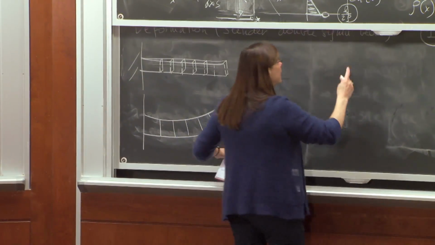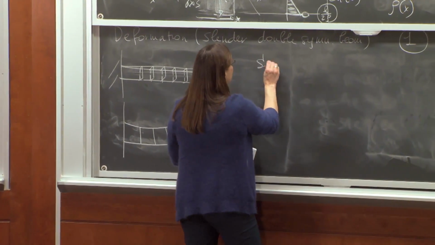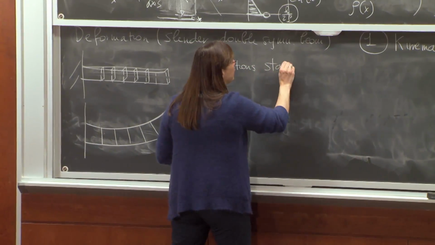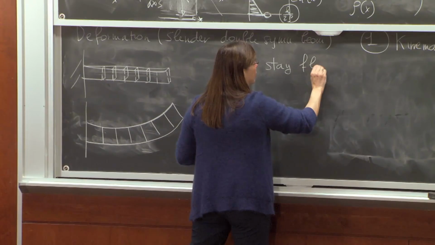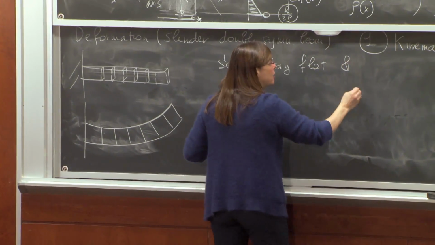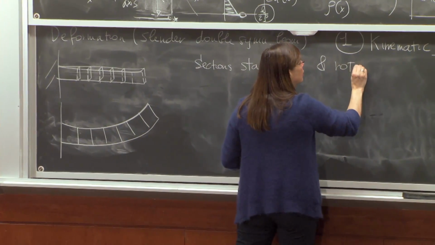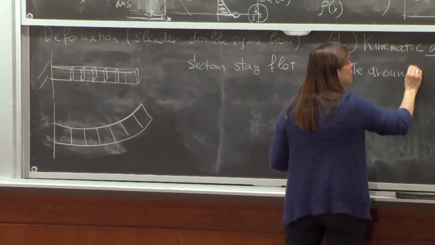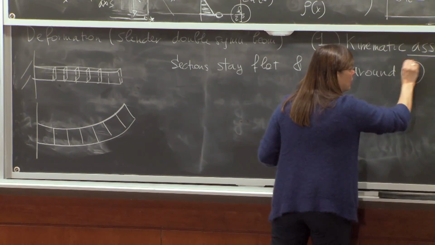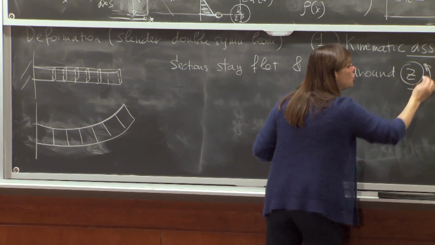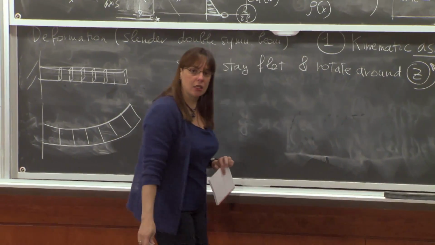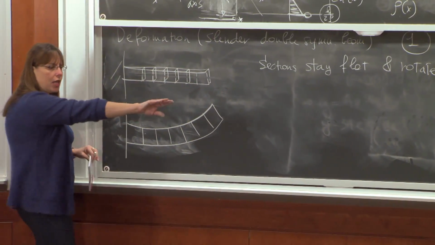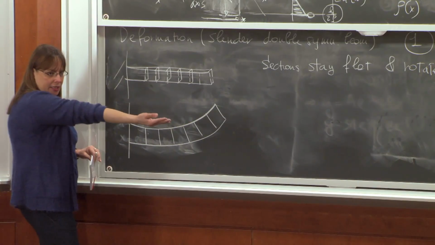So the kinematic assumption is that the sections stay flat and rotate. Now they rotate around z. So now the rotation is around the z-axis. You see? Now remember that the rotation around x was called phi x.